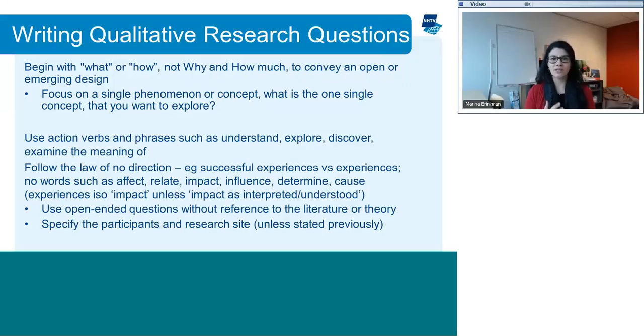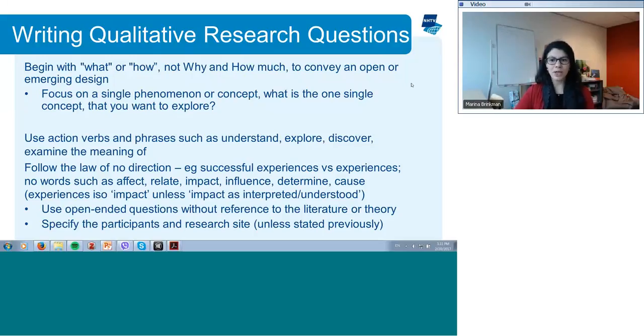And when we have such kinds of research questions, the action verbs and phrases used are understand, explore, discover, examine the meaning of. What is also important in qualitative types of questions is that you follow the law of no direction.